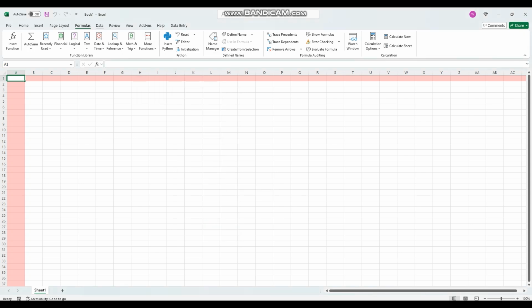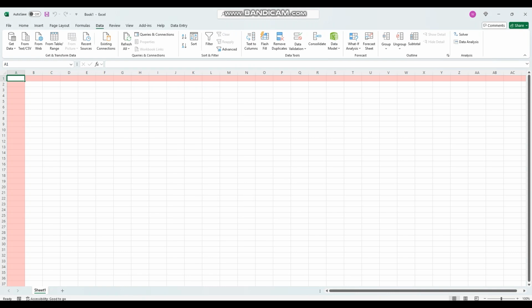And from the Data tab: sort and filter, advanced filter, then data tools, lots of things: text to columns, flash fill, remove duplicates, data validation, and most important, consolidate, data modeling, what-if analysis. There's the major thing, the Data Analysis ToolPak. The most important thing is the Data Analysis ToolPak.